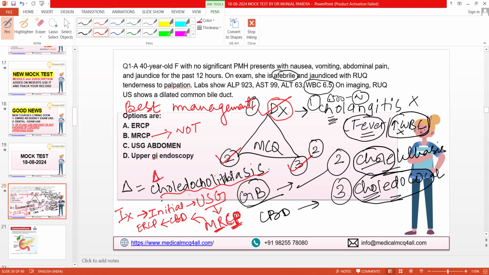So MRCP is not an invasive procedure, but ERCP is an invasive procedure. It can be a treatment option. ERCP is therapeutic, it can be done both ways. MRCP is not therapeutic. Excellent, excellent. This is what I want to hear, right?